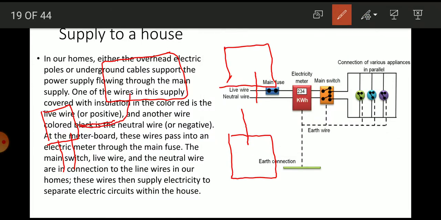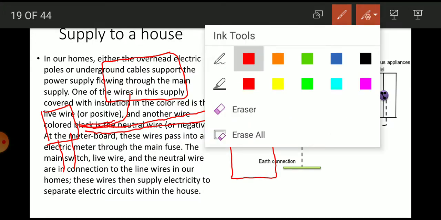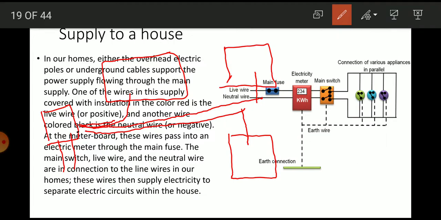This is the live wire to this room. This is a separate live wire to this room. This is a separate live wire to this room. Each room will be given a live wire separately. Now the neutral wire. Neutral wire is common. And the earth wire is given to avoid jerks, to avoid electrical hazards.